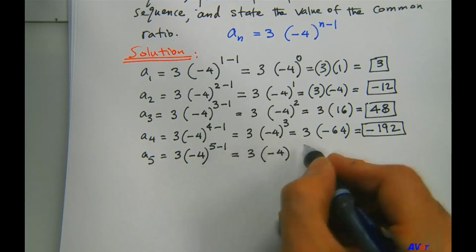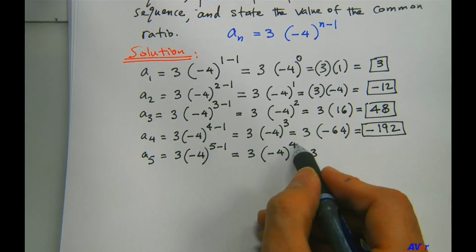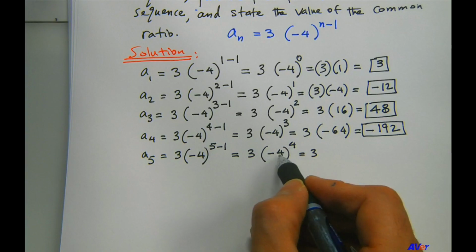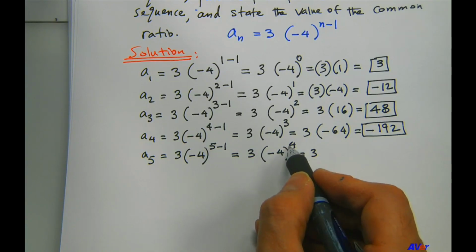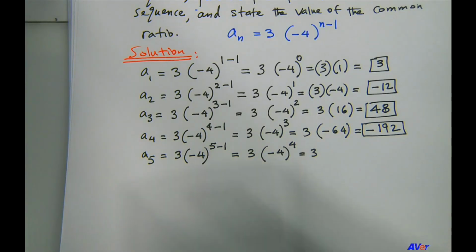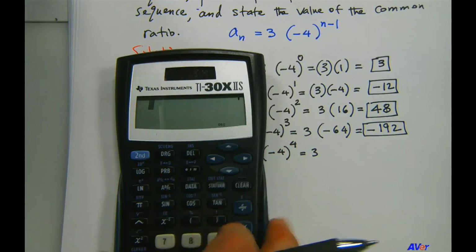So 5 minus 1 is 4. Then this 4 is even, which means it cancels this negative symbol. We'll end up with a positive number then. And 4 to the 4th power, let's see what that value is. I don't have that in my notes, so we're going to calculate it.